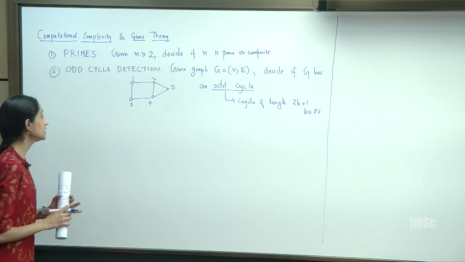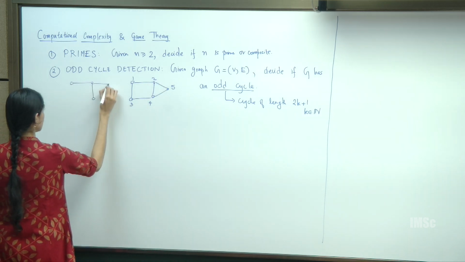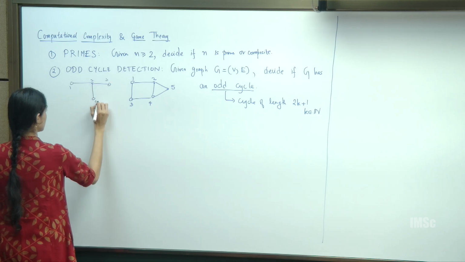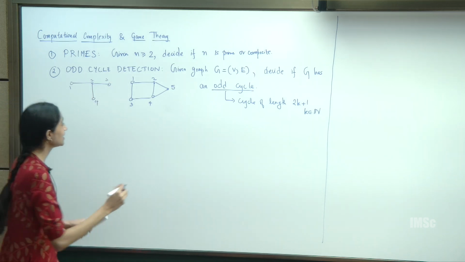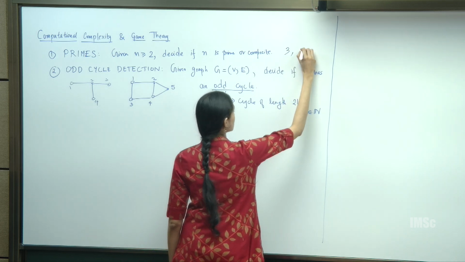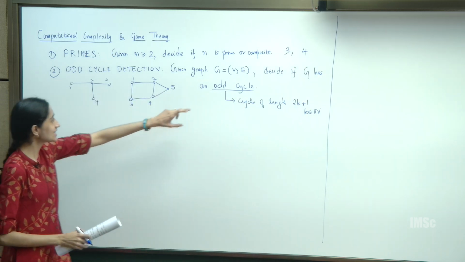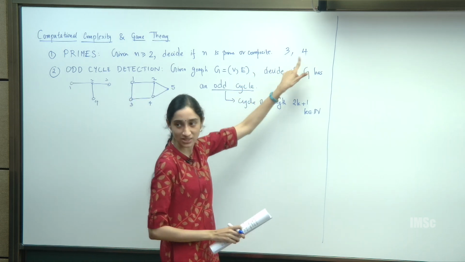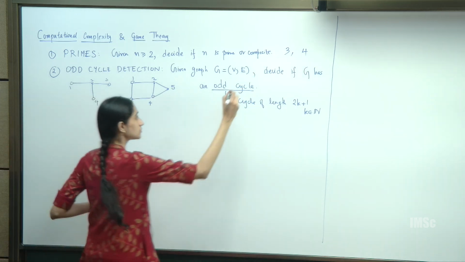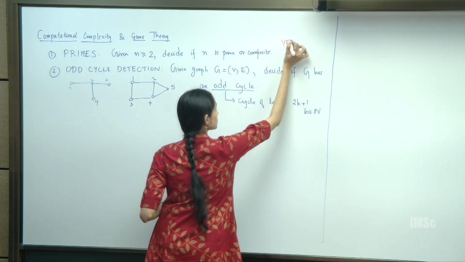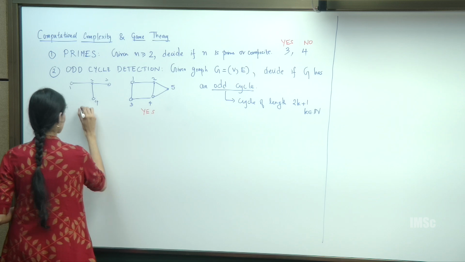It does, right. So the cycle is 2, 4, 5. For instance, this graph does not have an odd cycle. So similarly, 3 is prime, 4 is composite. Okay. So this is a yes instance of the problem and this is a no instance of the problem. So maybe I should note it. So this is a yes instance, it's a no instance.